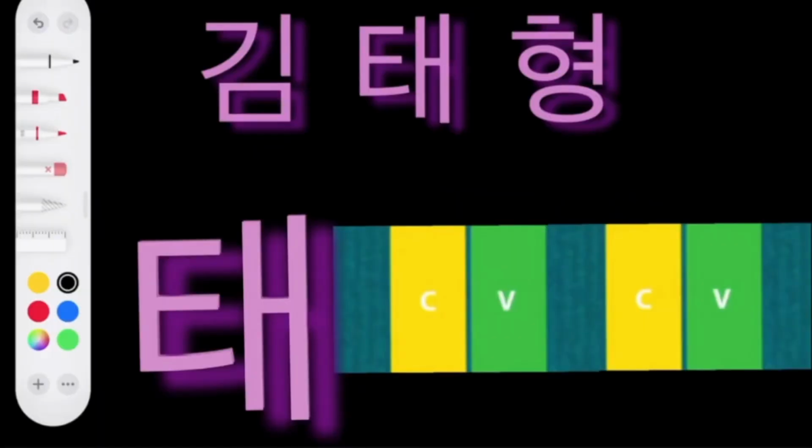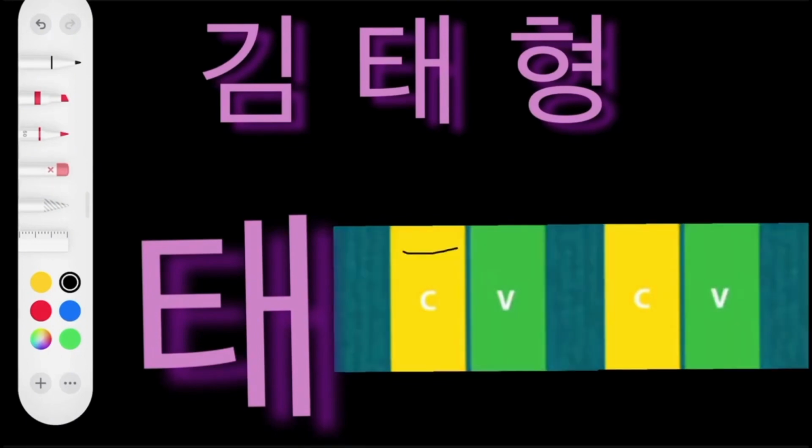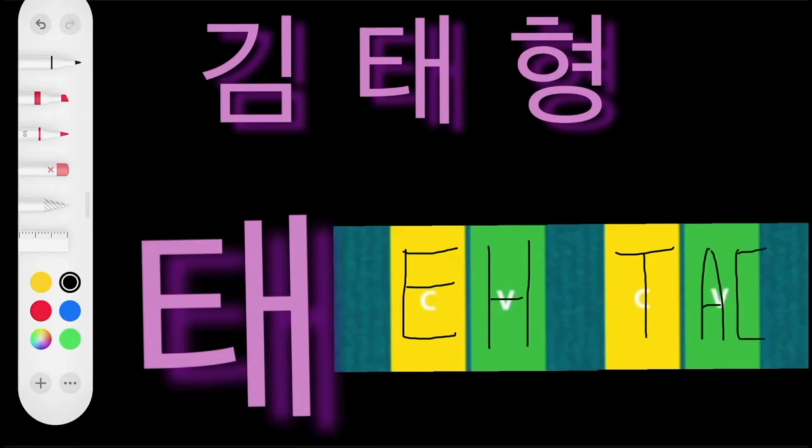Okay, going to the second syllable is Tae. There's 2 letters in Tae. The first one is T. It looks like an E in Korean, but in English it's a T. The second letter is the vowel. It looks like an H, but in English it's an AE, meaning a hard A. Tae.